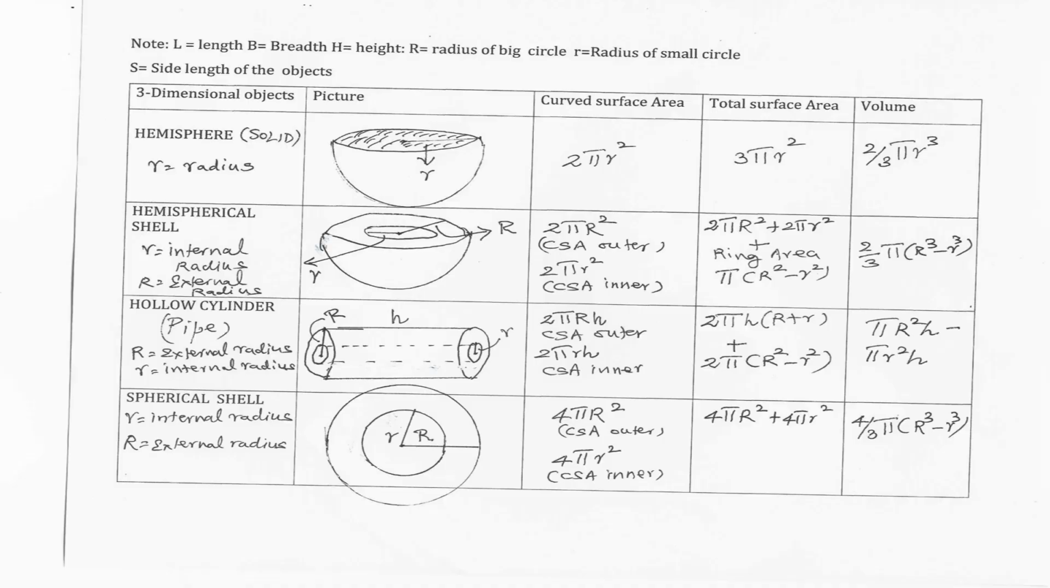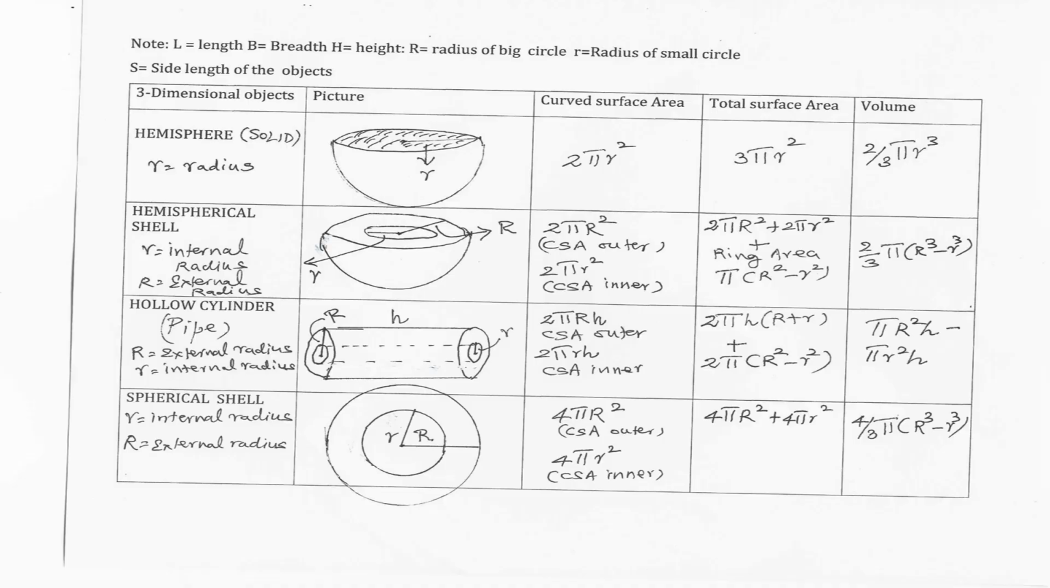Hollow cylinder, pipe. It has got an external radius capital R and internal radius small r. Then curved surface area of this hollow pipe is 2 pi capital R h, CSA outer, 2 pi small r h, CSA inner. Then total surface area is equal to 2 pi h into (capital R plus small r) plus 2 pi into (capital R squared minus small r squared). Volume is equal to pi capital R squared h minus pi small r squared h.